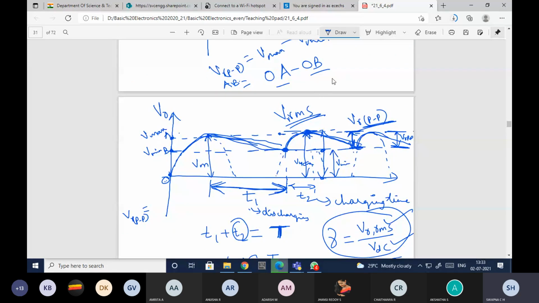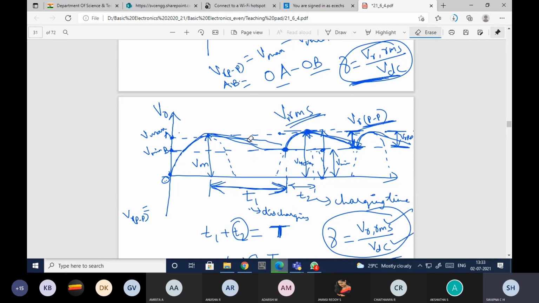So here what I need to do is calculate gamma. Gamma is nothing but VR RMS, the RMS value of the ripple, divided by VDC. This is how I will be able to calculate this. You all know. Now in order to find VR RMS and VDC, let us do some analysis. I need to find this ripple factor, so in order to find it, I have taken the output equation. From here to here indicates the VR peak to peak.